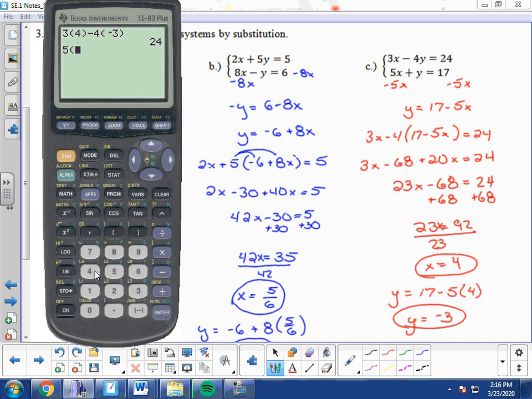So let me do 5 times the x, which is 4, plus the y, which is negative 3. That equals 17. It's good for the second equation. We know we have an answer there.